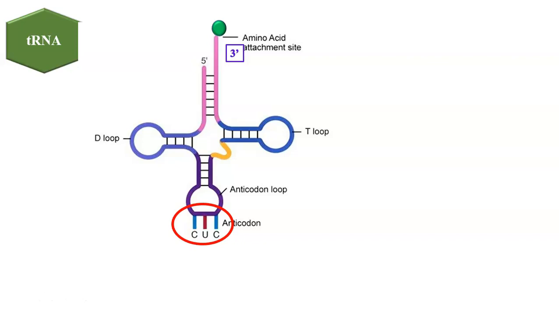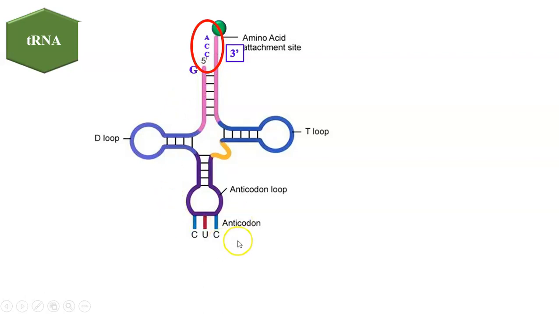In the messenger RNA, they are called codons. And now in the transfer RNA, the triplet of nitrogen bases present at this loop is called anticodon. At one of the unequal ends, the 5' end, the free end, it has a guanosine nucleotide and at the 3' end, there is a sequence of CCA nucleotides.